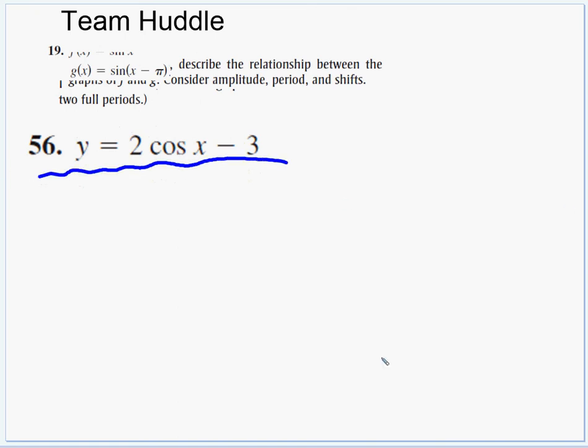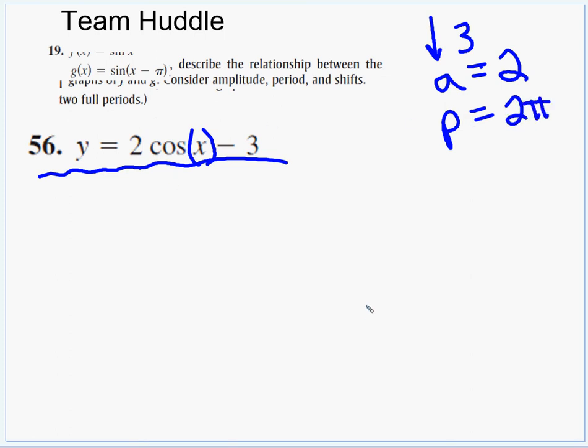Here we go. New function. Again, that is a minus 3. It's not in there with the x, so that is a shift down 3 units. Our amplitude is 2. And the period is 2 pi divided by the number in front of x, so that's just 2 pi.